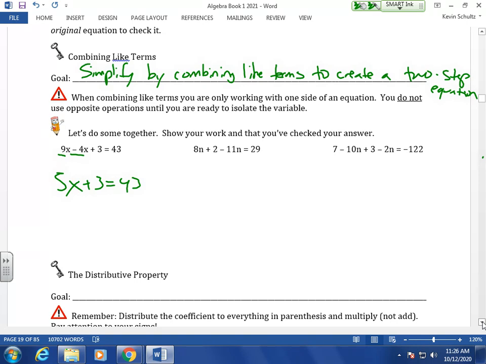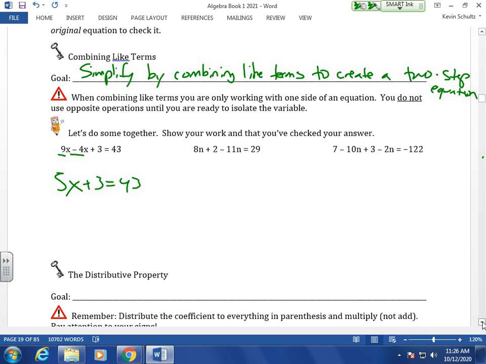PEMDAS, order of operations, right? We've got to multiply what 5x is first before we add 3. That multiplication comes before the addition, okay? So why could we do it here? Well, if we have 9 of something and you take away 4 of that same thing, we are able to simplify that. But without this having an x there, without a variable, that multiplication has to come first.